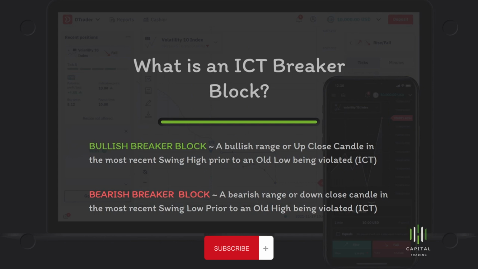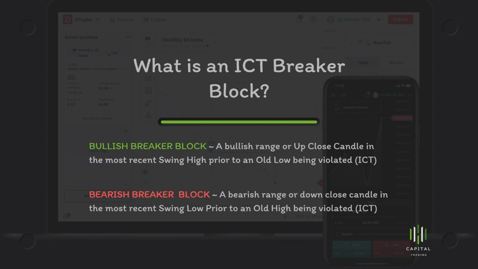It's a down close candle in the most recent swing high prior to an old low being violated. When we talk about prior to an old low being violated, we might talk about stop hunts, something like that, right? So I'll demonstrate what I mean, but let's jump to the definition of the bearish breaker block.